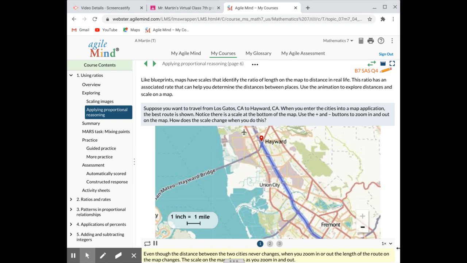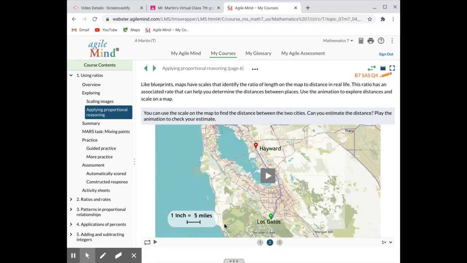So let's look at this. It says you can use the scale on the map to find the distance between the two cities. Can you estimate the distance? Play the animation to check your estimate. So what I want us to do is figure out a way that we can estimate the distance between Los Gatos and Hayward. The best thing that I've found is if you take this measurement from here to here, that measurement is about a pinky nail. All right?